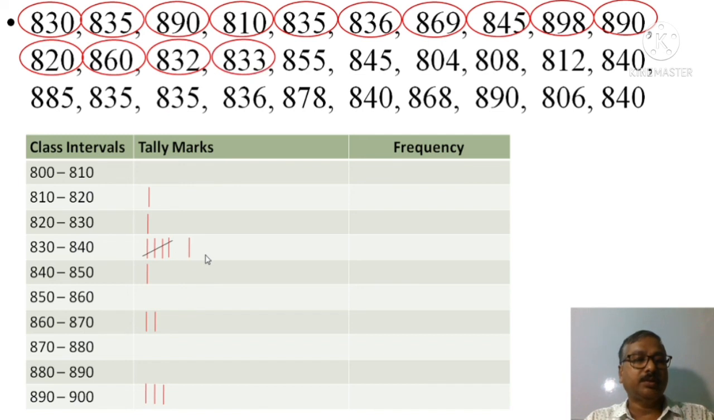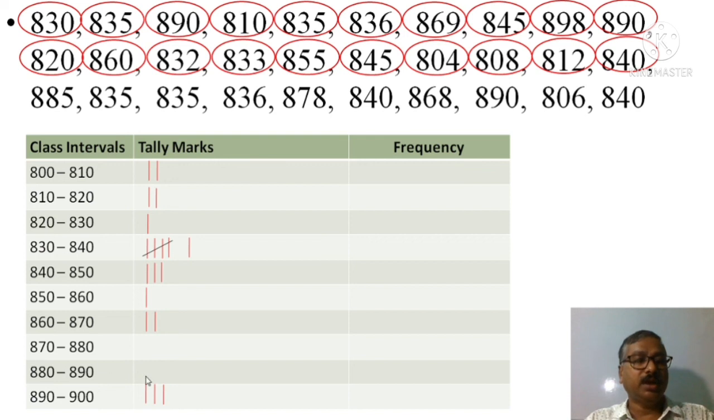833, again this interval. 55 will be 50 to 60 in this interval. 45 will be 40 to 50 in this interval. 804, this is in the first interval. 808, again in the first interval. 812, the second interval, 10 to 20. 840 to 850 in this interval.